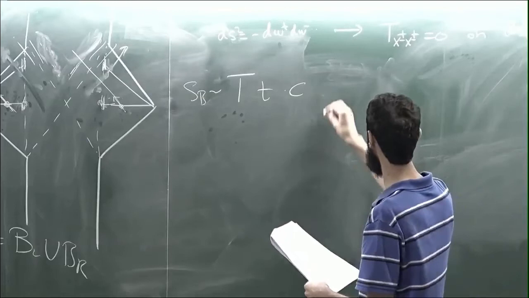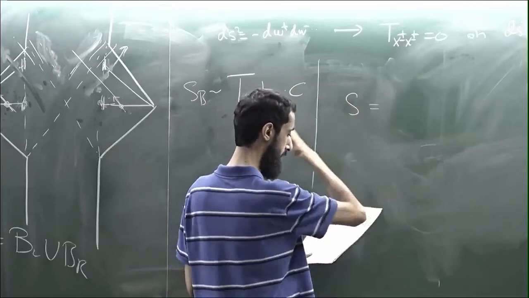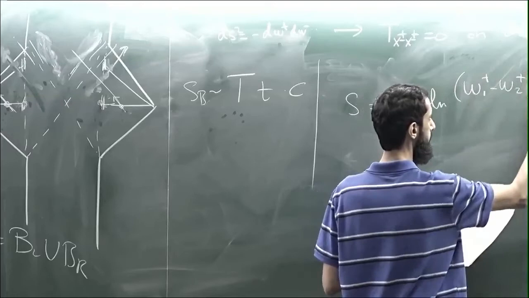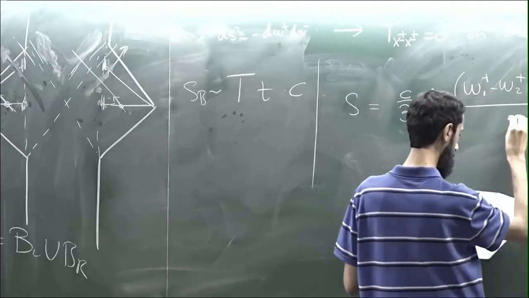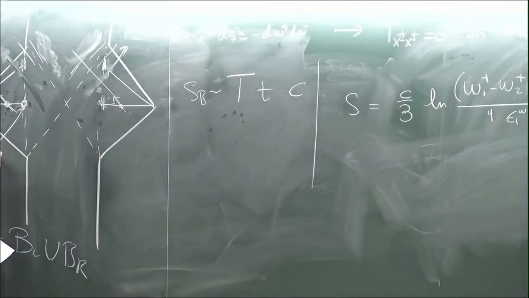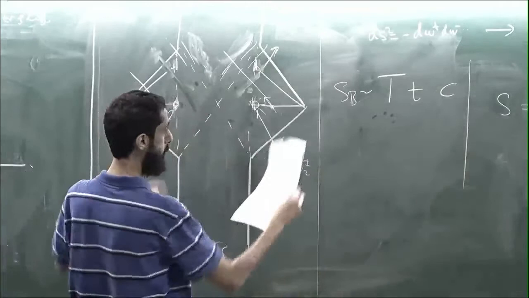the more careful thing to do is just using CFT techniques, where we know that since we have the vacuum in the W coordinates, the entropy of this region is simply something like this, log of W1 plus minus W2 plus, W1 minus W2 minus, divided by 4 epsilon 1W, epsilon 2W. So these are the cutoffs of the two ends. So the W's here are, this guy is W plus minus 1, and this guy is W plus minus 2. So this is what the entropy is of the union of these two intervals in the W vacuum.